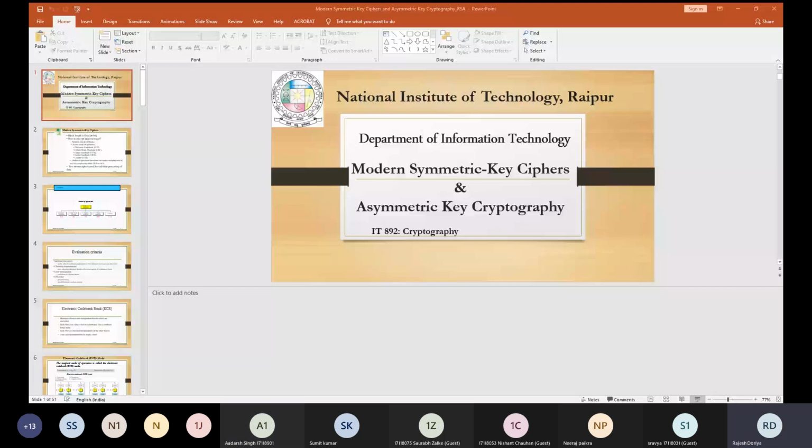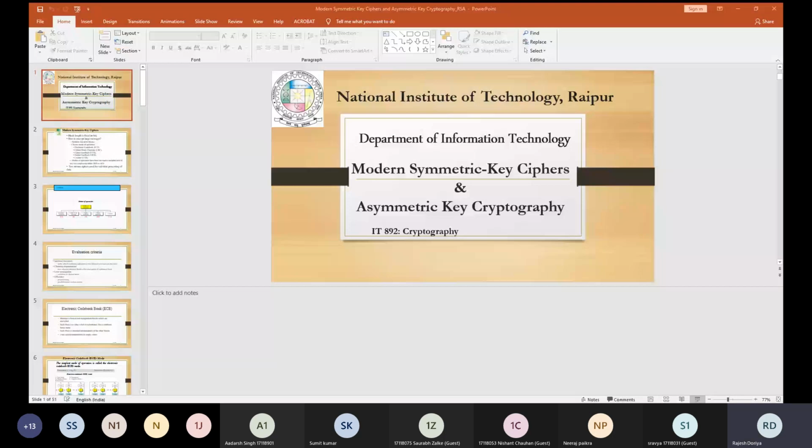Yes, sir. Okay. So in earlier classes, we have seen the basics of cryptography. Thereafter, we have seen some of the algorithms of symmetric key encryption techniques, right? Now, in today's class, we are going to see some of the techniques for modern symmetric key ciphers. And after that, we are also going to see one of the key techniques for asymmetric key cryptography. Fine.